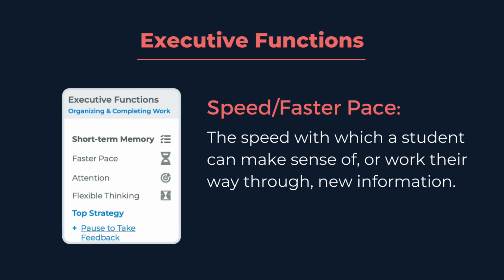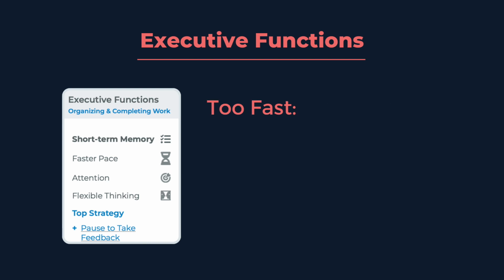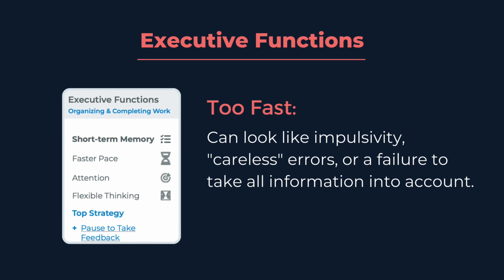Sometimes processing speed can be too fast, which looks like impulsivity or quote-unquote careless errors, or a failure to take all of the information into account before grabbing at an answer. These students need to find ways to slow down, to be more methodical, and to follow a process.